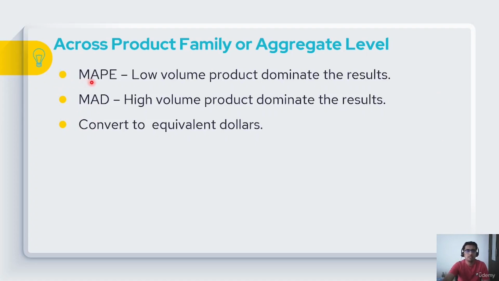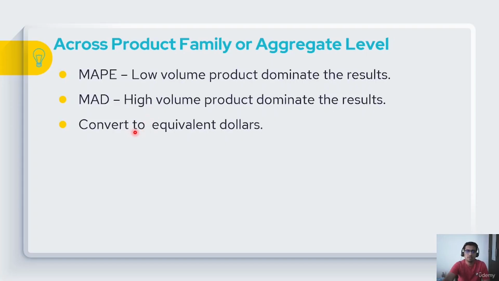So starting with the percentage based KPI, which is MAPE. As we discussed in the previous slide, the low volume will dominate the result. If you have a product family which has a lot of low volume products, then those are going to dominate, and you need to have this in mind while using MAPE. Second is MAD. Again, the high volume products will dominate the results.